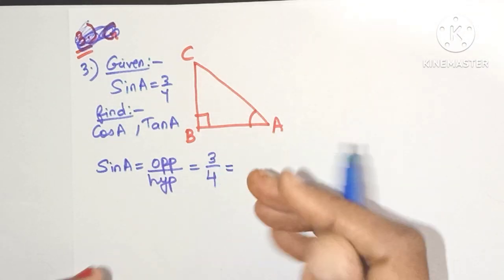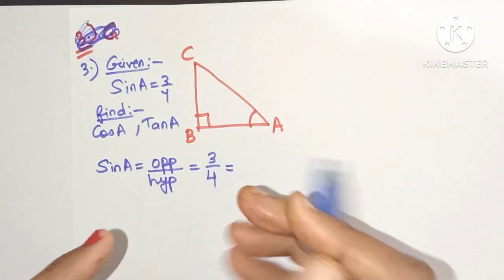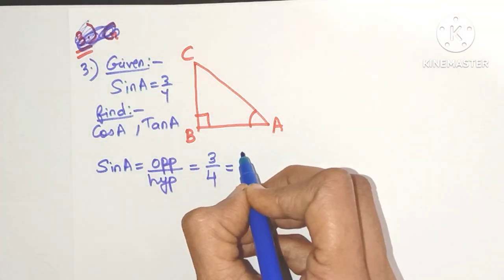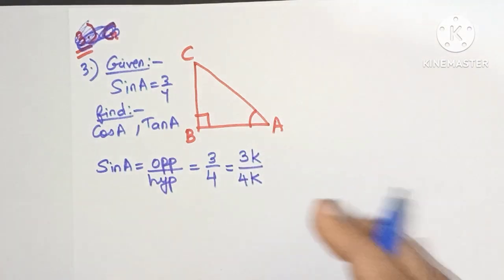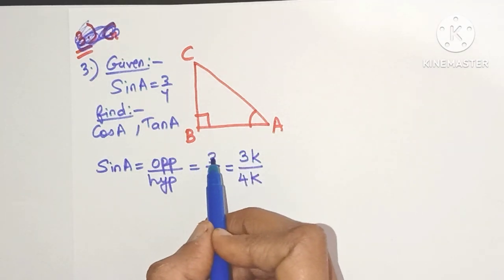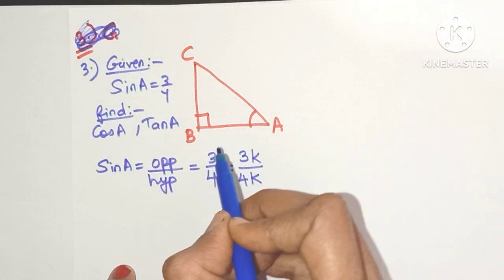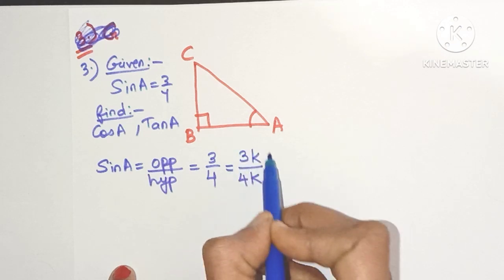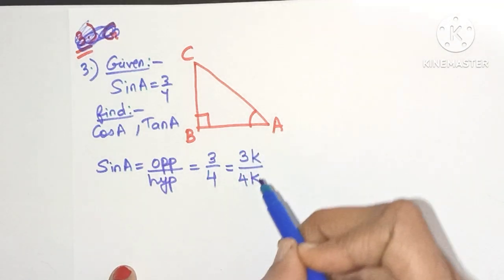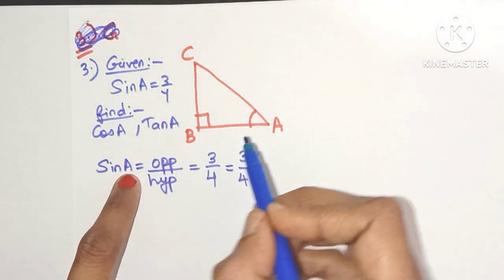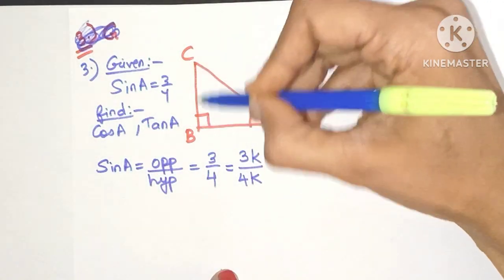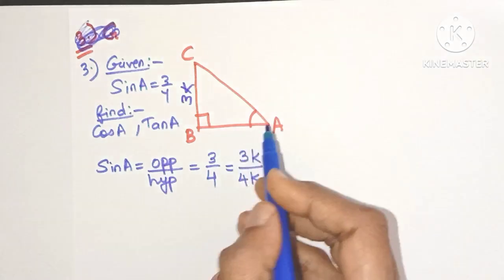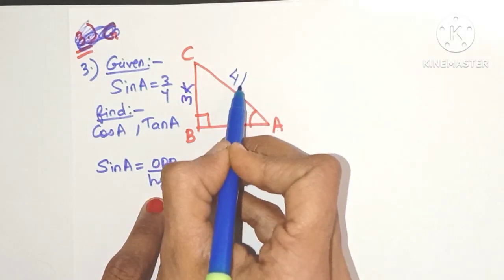So something common was cancelled, and that's why the ratio became 3 by 4. So let that common term which was cancelled be k. Always understand that this is just the ratio. It's not the actual length of the sides. So the actual length of the sides will be 3k and 4k. So sine A means opposite side. For A, which is the opposite side? Yes, this is the opposite side. So that is 3k. The hypotenuse is given as 4k.